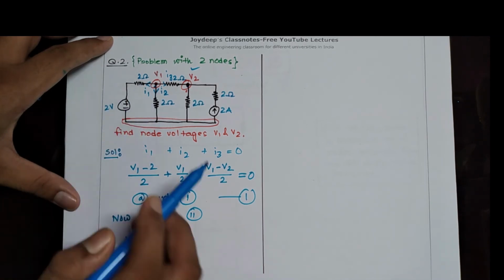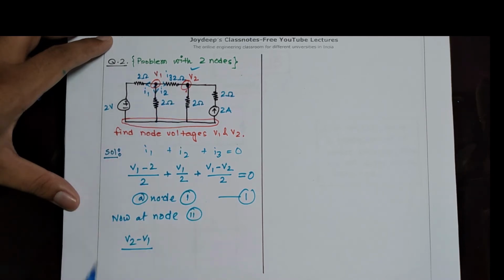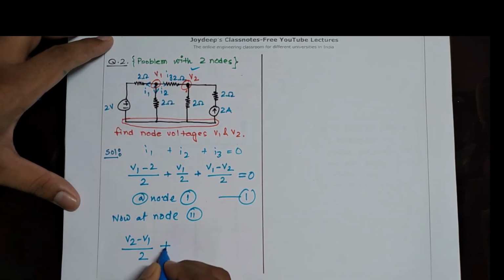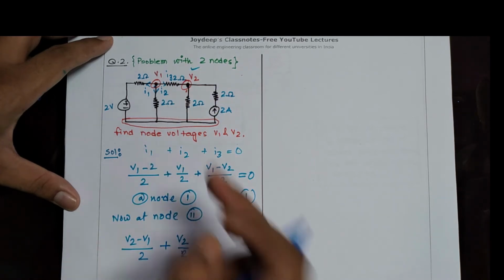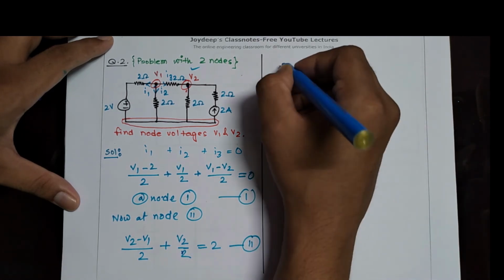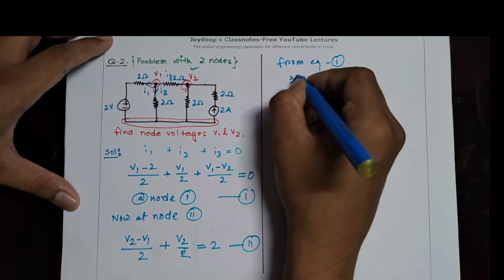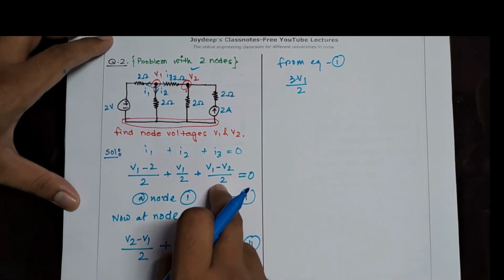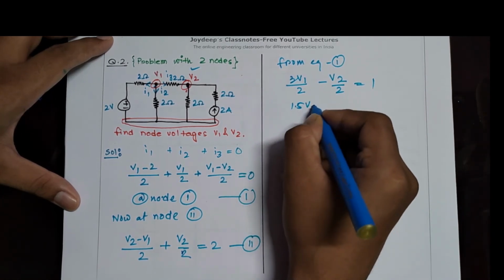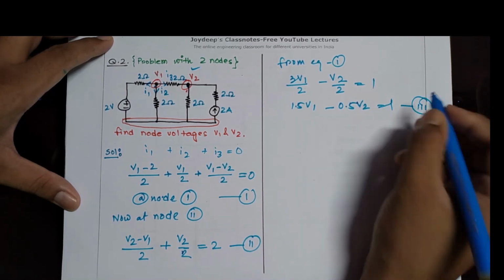While we were writing the equations for v1, we assumed that this v1 is greater and v2 is less. So similarly, (v2 minus v1) divided by 2 plus v2 divided by 2 is equal to 2 amps. From equation 1, three v1 by 2 minus v2 by 2 is equal to 1. That means 1.5 v1 minus 0.5 v2 is equal to 1. That's your equation number 3.